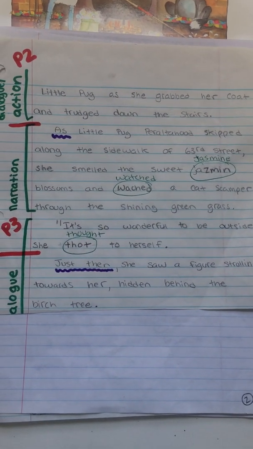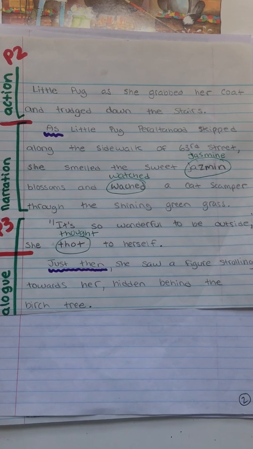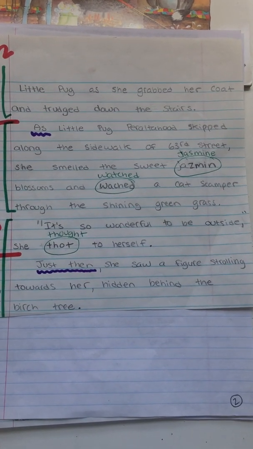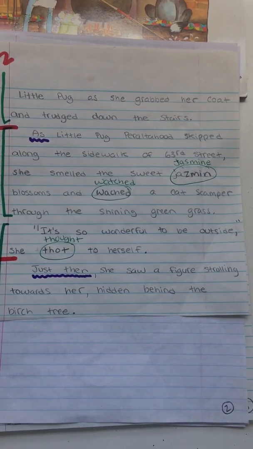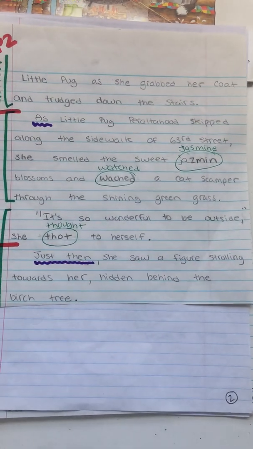As Little Pug Peralta Hood skipped along the sidewalk of 63rd Street, she smelled the sweet jasmine blossoms and watched a cat scamper through the shining green grass. "It's so wonderful to be outside," she thought to herself.